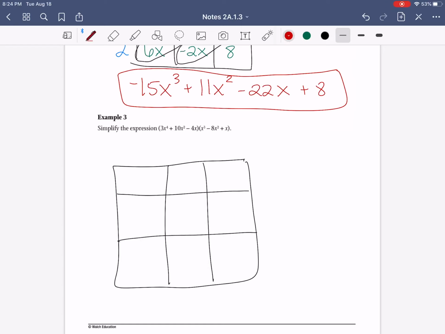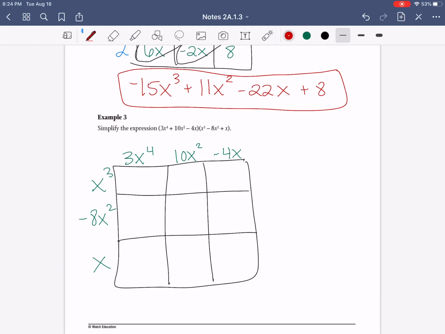All right, now I'm going to fill out my polynomials across the top and down the side. It doesn't matter which one goes which because they're both 3. So I have 3x to the fourth plus 10x squared, so I don't have to write the plus sign, minus 4x. I do have to write the minus sign there. And then x cubed down the side, minus 8x squared. Do have to put the minus sign, and plus x. All right, so when we fill it in, multiply coefficients, add exponents.